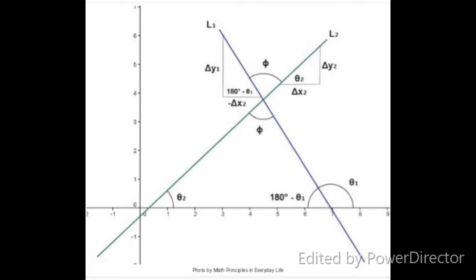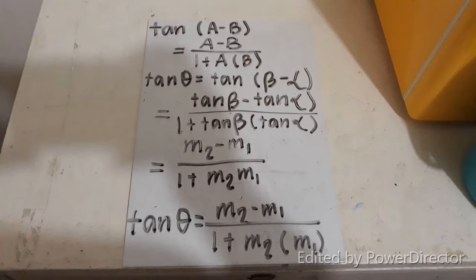Substitute the right side of the equation with the slope of the two lines as follows. The slope of line 1 is m sub 1 equals delta y sub 1 over delta x sub 1 equals tangent theta sub 1. And the slope of line 2 is m sub 2 equals delta y sub 2 over delta x sub 2 equals tangent theta sub 2. Therefore, the formula for getting the angle between lines is tangent theta equals m sub 2 minus m sub 1 over 1 plus m sub 2 times m sub 1.